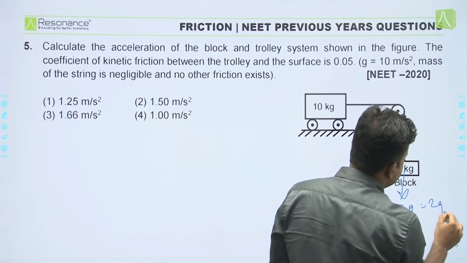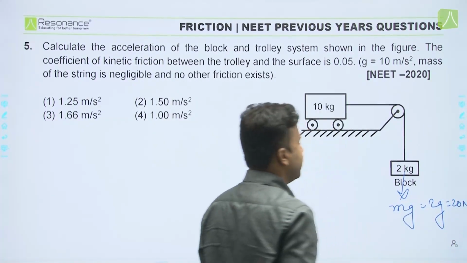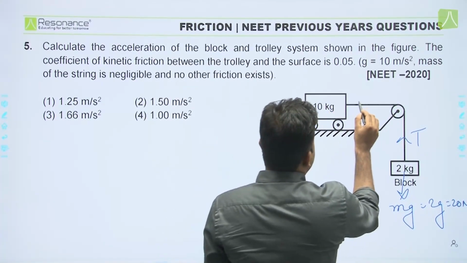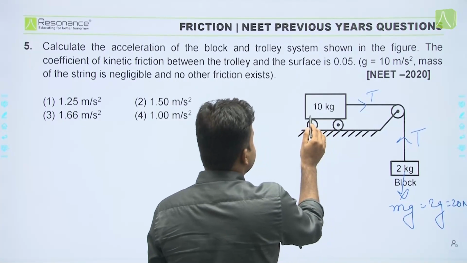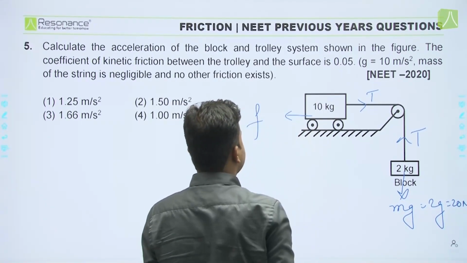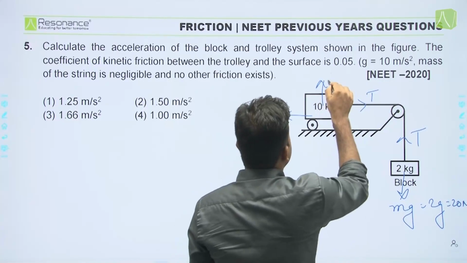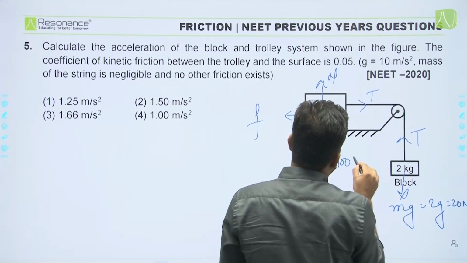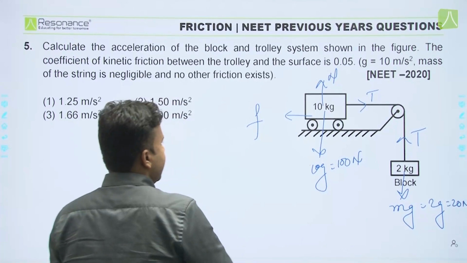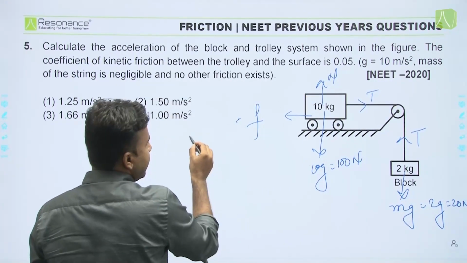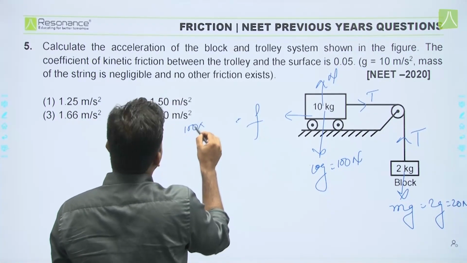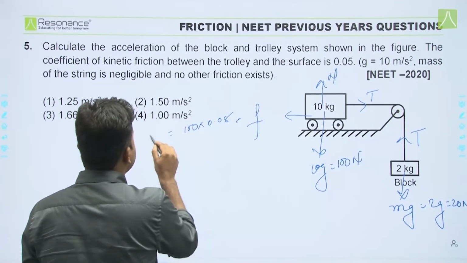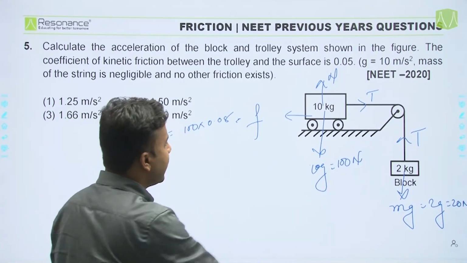So here you can write 2g, or if you like, 20 newton. Now here the tension acts in this direction, and the trolley experiences a backward opposing force, the friction force. First the normal here: the normal is 10g, which we can write as 100 newton. So friction is 100 into the coefficient of friction, which is given as 0.05, so it is 5 newton. Now write down the equations.